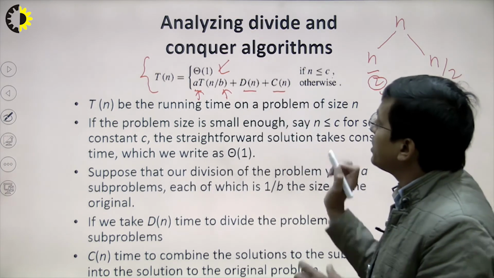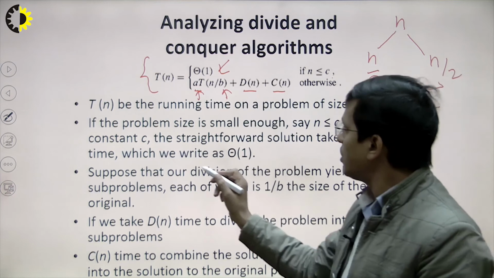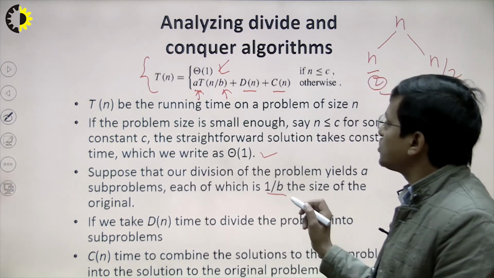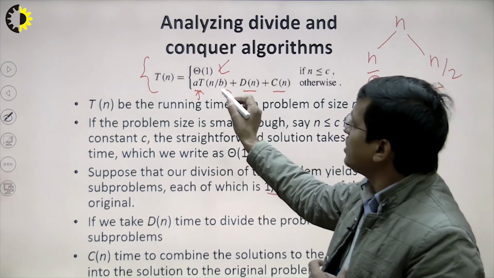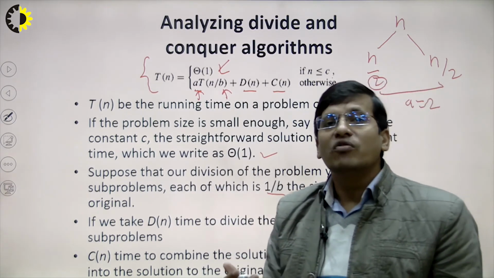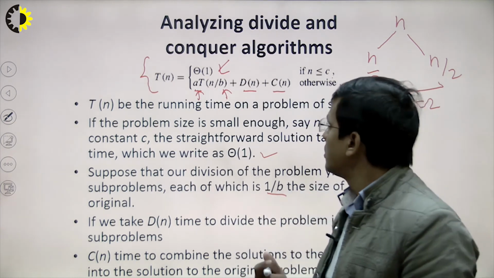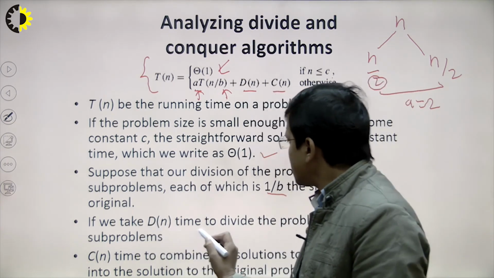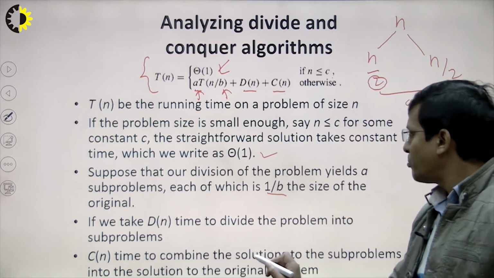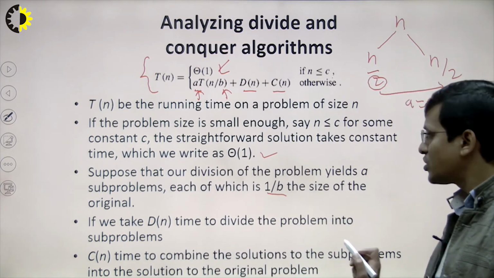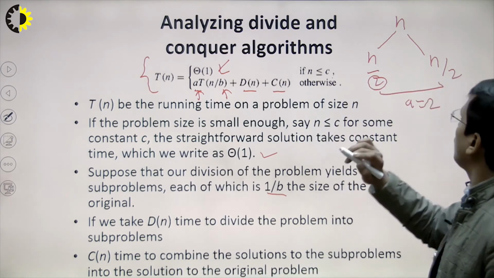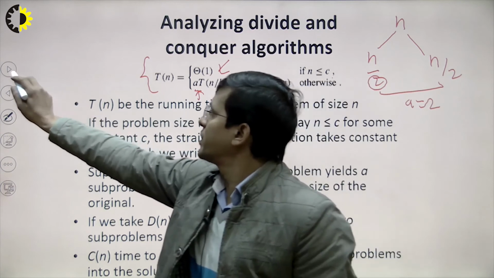So in general we have written here, right? So we have already discussed, suppose 1 by b times, so it depends upon A and B, how many sub problems we have divided into and what is the number of elements present in the sub problems, right? So D of n takes the division approach, right? And C of n is the running time of the combine approach, combining the solutions to the sub problems to get the solution to the original problem, right? So this is the overall concept, right?